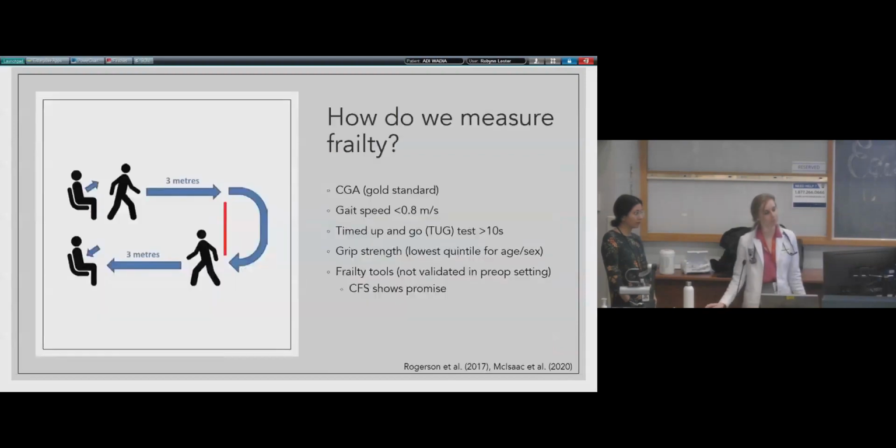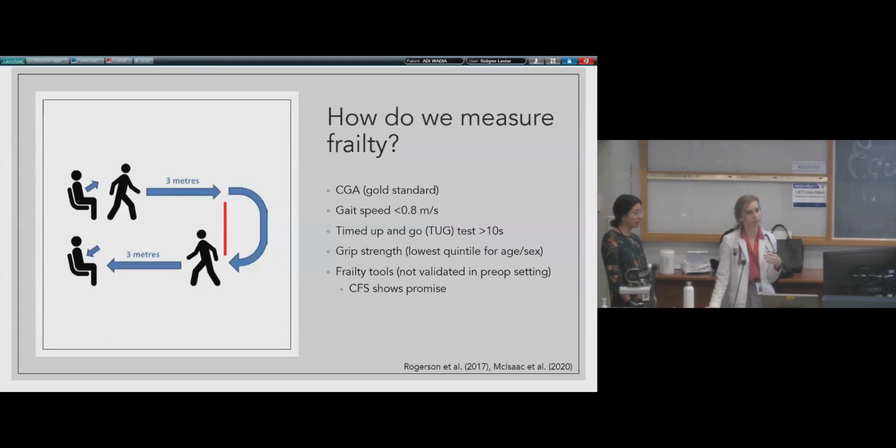So what do we do? How do we measure frailty? The comprehensive geriatric assessment is the gold standard to measure frailty, by way of all the questions we ask and the assessment that we do. There are other proxies that we can use, including gait speed and the timed up and go test, greater than 10 seconds, which we do in our clinics.